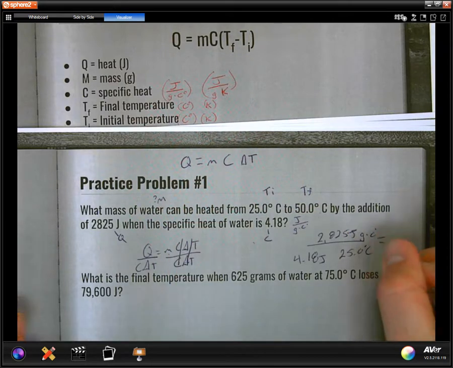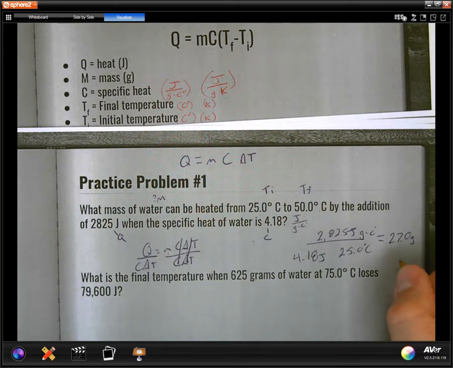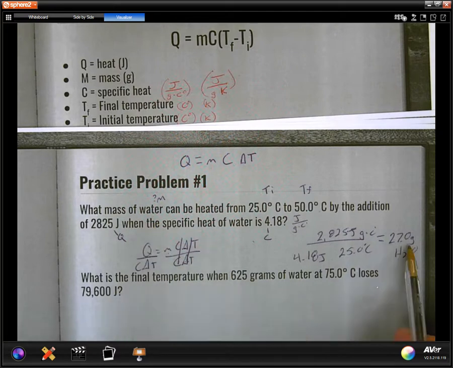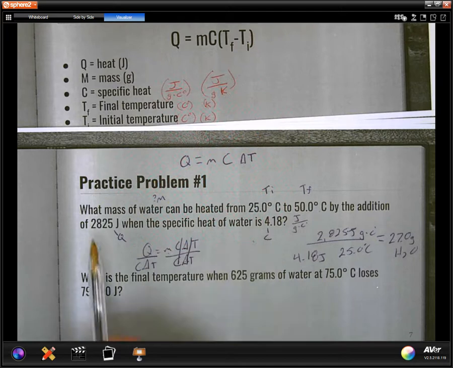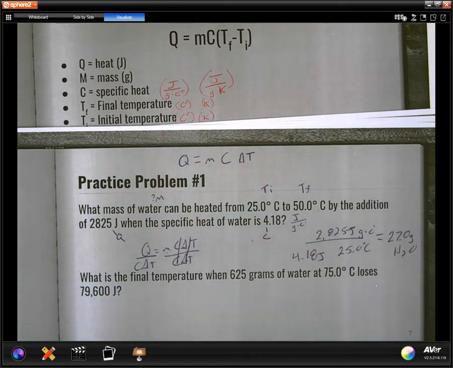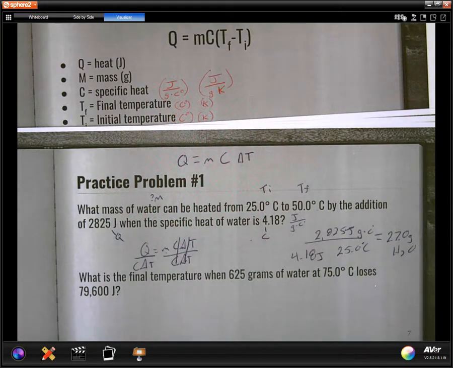And so then if I plug it into my calculator, it will come out to 27.0 grams of water. So again, what's the mass of water that can be heated from 25 degrees Celsius to 50 degrees Celsius by adding 2,825 joules if this is the specific heat of water? Pretty simple. Next problem, if you're feeling confident and you've got your algebra, go ahead and pause the video and try it yourself. If you're not feeling confident, watch me do it, and I'll show you how to do it.